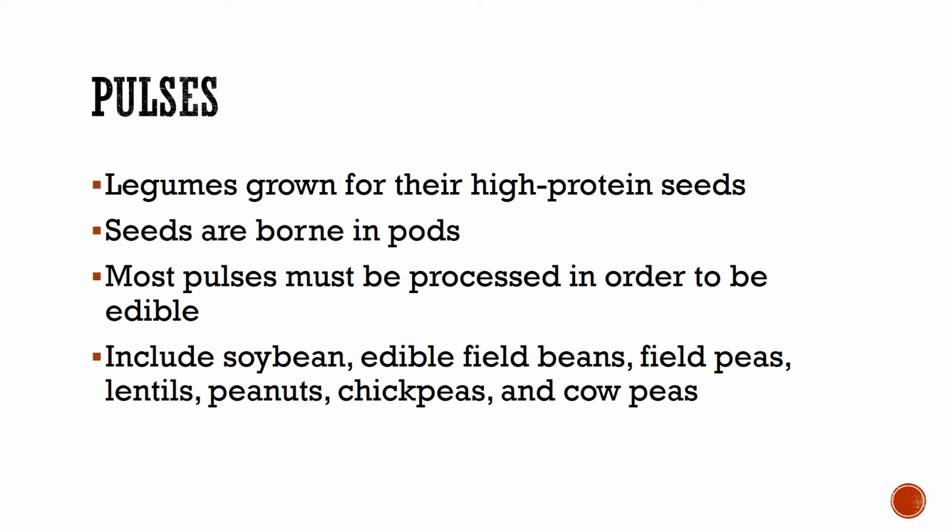Peanuts are also a good one. Chickpeas, they're very, very high in protein. Field peas, edible field beans, lentils, those are all pulses, and they're legumes grown for their high protein seed.